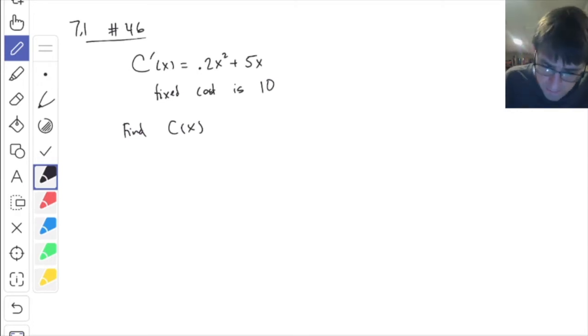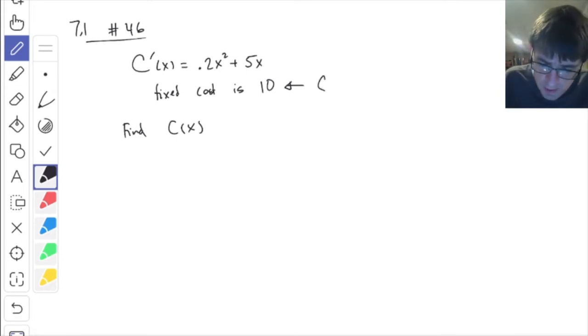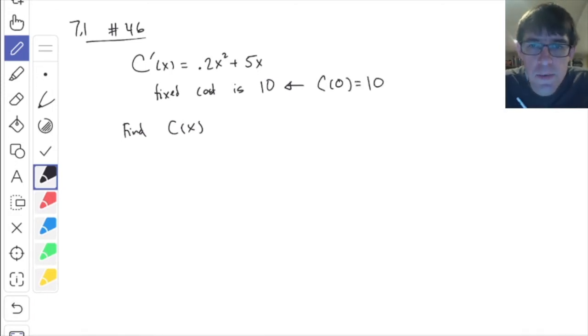How do we interpret the fixed cost? The fixed cost means the cost of making no things. In the real world, when you're making things, you have to pay a certain amount per thing that you make. But actually, you also have to pay to build the machines or whatever, to set up your operation. Even if you don't make any things, just to prepare to make things, you have to spend some money. There's a cost to that. So the fixed cost here should be interpreted as c of 0 equals 10, right? That's what the fixed cost means. Even if you make no stuff, making no things still has a cost to it. In this case, it's 10.